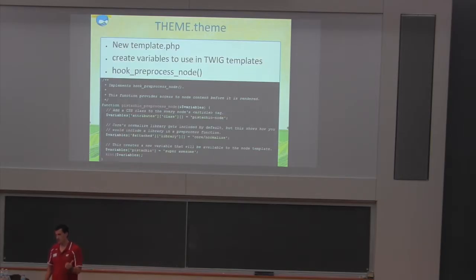The theme.theme file, Joe this morning mentioned how this got changed. I was overjoyed by this change because it was very confusing for me, especially explaining to new people. So you can create variables to use in Twig templates. This is an example of the hook preprocess node. And so just creating a new variable or adding a new class, pistachio node. This is adding in a library, so the normalize library is being attached here, so this is one option that you can do. And then adding a new variable, pistachio. And at the bottom there is Kint variables, which I'll explain in a second.